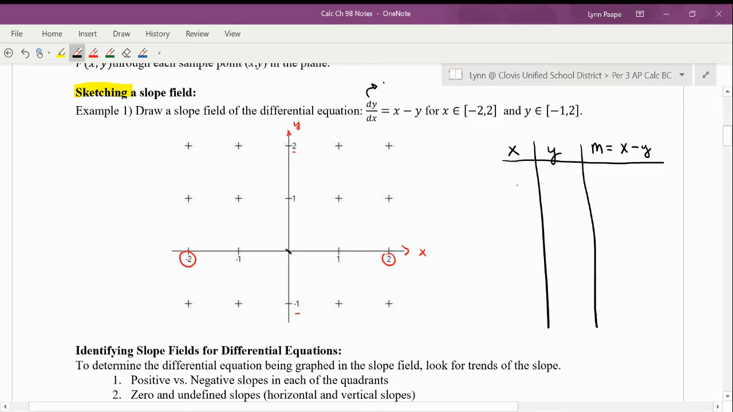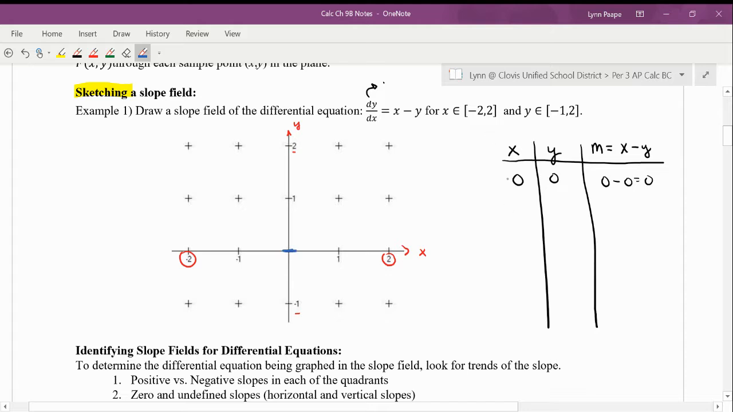I'm just going to start right here at 0, 0. If x were 0 and y were 0, I would get 0 minus 0, and so I would have to draw a slope that is 0. We're just doing a short line segment. Let me erase that dot I put there. So a short line segment that has a slope of 0. At the ordered pair 0, 0, I would draw a horizontal line.